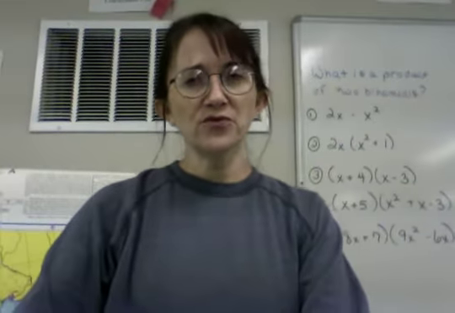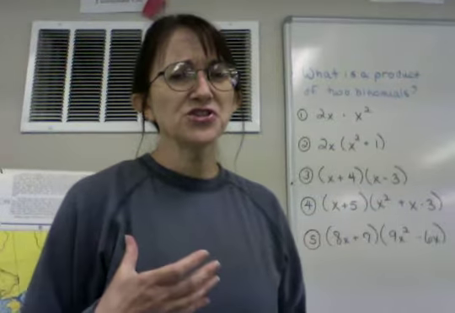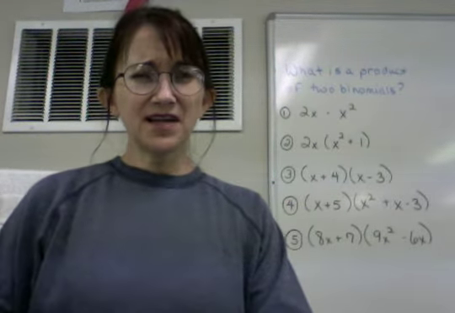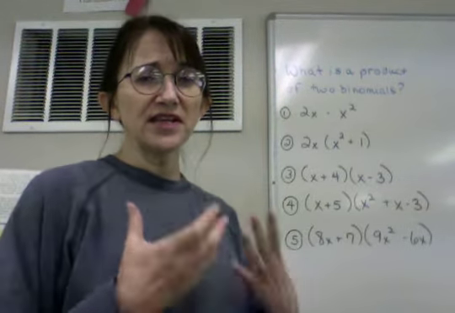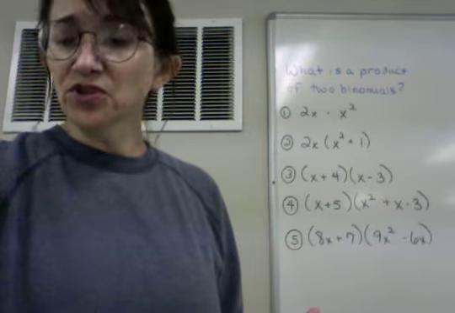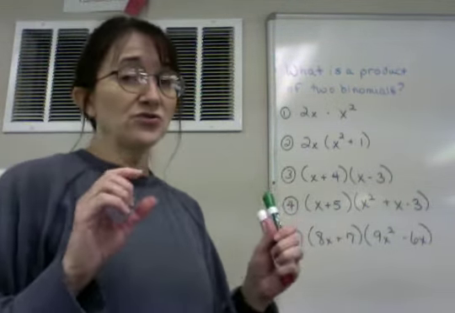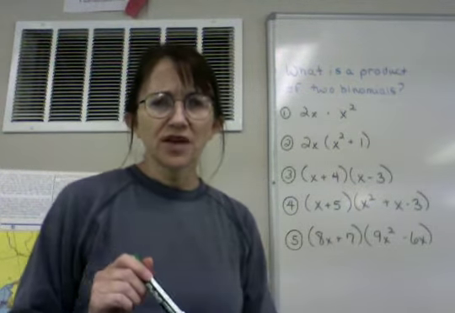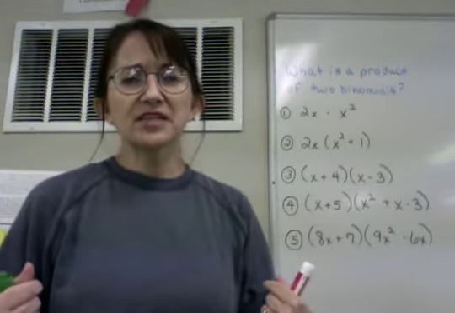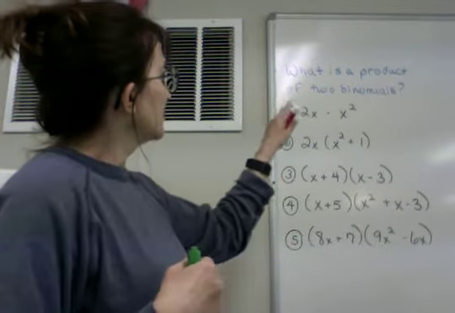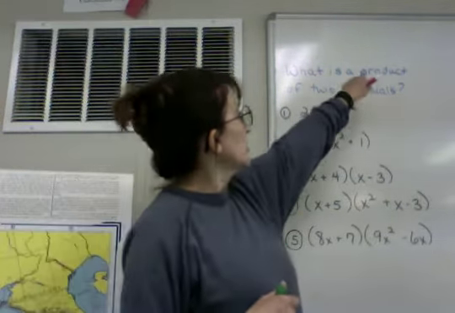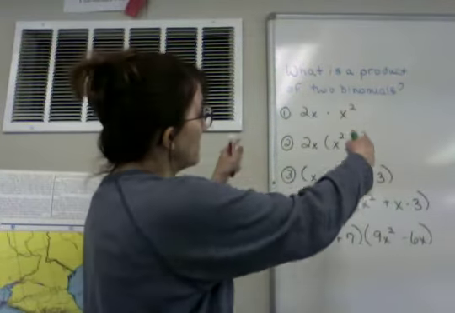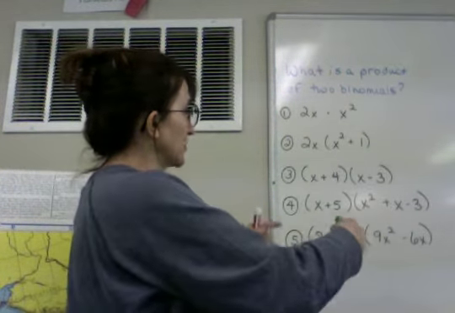And before we go over the FOIL method, the thing that you have to know is you have to be able to recognize what is a binomial. And so that's what our lesson opener is today. We're going to look through these and ask, what's a binomial? What is a product of two binomials? Product, of course, means multiplication. So where am I multiplying two binomials right here?